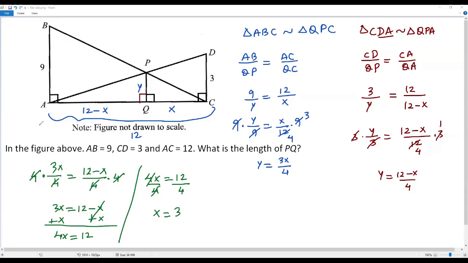Now what I'm going to do is plug in this value of x, 3, over here to get the value of y. Let me do it. Y equals 3 times, you can plug in 3 for x. Then I'm getting 3 times 3 over 4, which is 9 over 4. When I divide 9 by 4, I am getting 2.25. Actually, y represents the length of PQ. Therefore, the length of PQ equals 2.25.